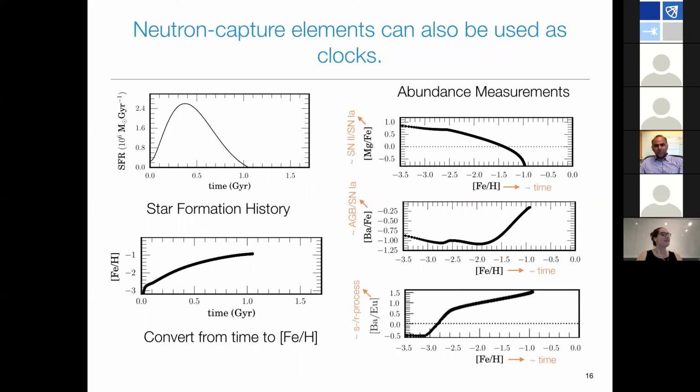Just a reminder, we're talking about using barium to iron as a function of iron as a chemical clock. And right now I'm going to transition to talk about how we can distinguish barium produced by the S process from barium produced by the R process. Because in order to study the trend of R process enrichment, I need to be able to isolate the R process enrichment. So we're using this ratio of barium to europium as a function of iron.